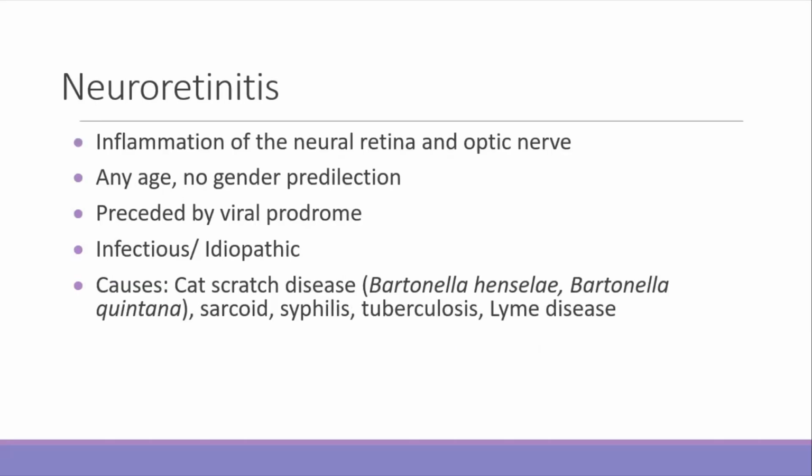It is inflammation of the neural retina and the optic nerve. There is no gender predilection or age predilection. It is often preceded by a viral prodrome. There are two main types. You have an infectious or an idiopathic type, and it is not associated with multiple sclerosis.